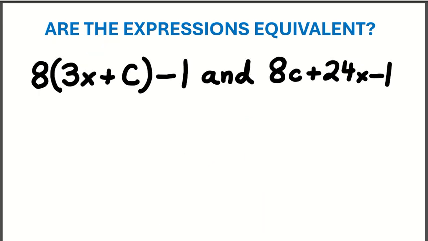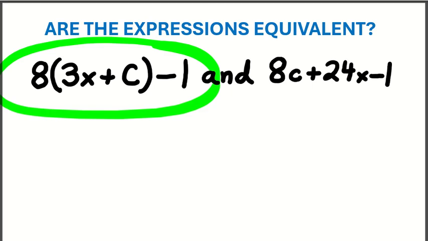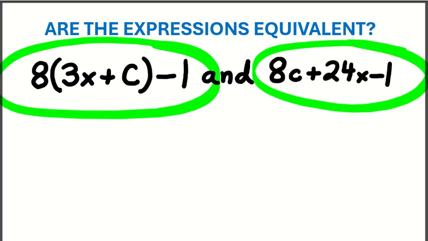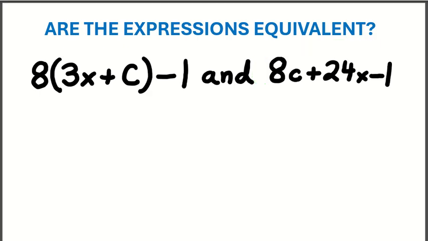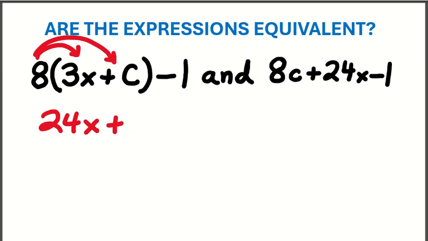All right, next problem. Enough of the artwork. Okay, how about this one right here? What we've got is we got this expression, includes a -1, and this expression, which also includes a -1. They look a bit different. Let's see if we can get them to look the same by using the distributive property. So, 8 times 3x is 24x. Bring our plus sign down. And then 8 times c is going to be 8c. And now I can bring down my -1.